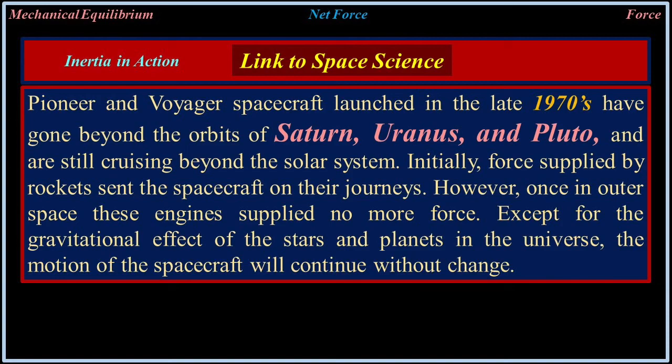Pioneer and Voyager spacecraft launched in the late 1970s have gone beyond the orbits of Saturn, Uranus, and Pluto, and are still cruising beyond the solar system. Initially, force supplied by rockets sent the spacecraft on their journeys. However, once in outer space, these engines supplied no more force, except for the gravitational effect of the stars and planets in the universe. The motion of the spacecraft will continue without change.